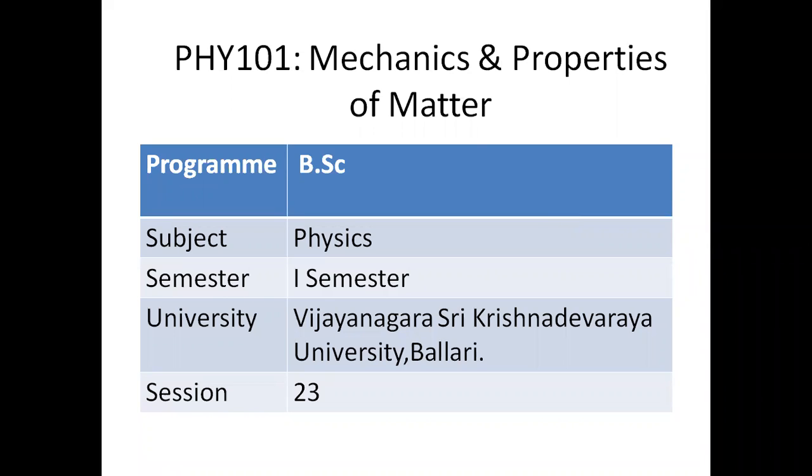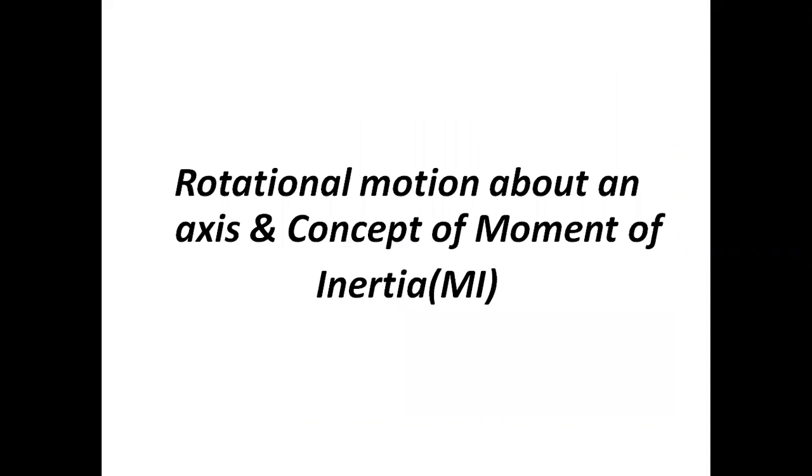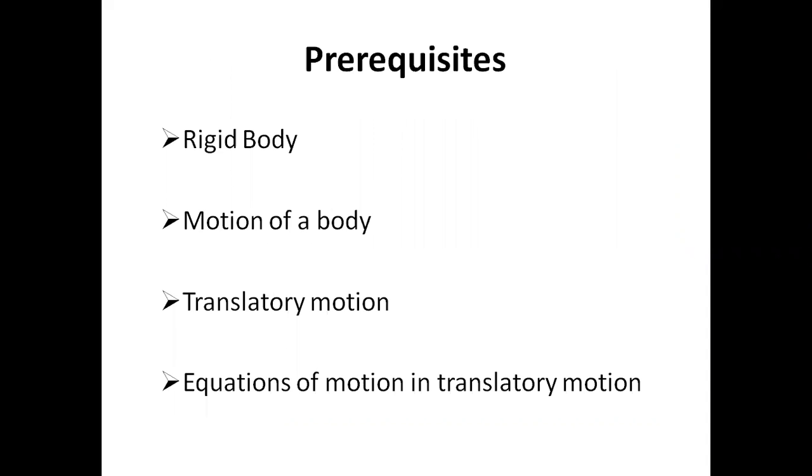In this video, I will discuss the topic for session 23 for the first semester BSc, of the chapter rigid bodies. The topic of this session is rotational motion about an axis and the concept of moment of inertia. Before going to deal with rotational motion, we have to know what is a rigid body, what is motion of a body, translatory motion, and also the equations of motion in case of a translatory motion.